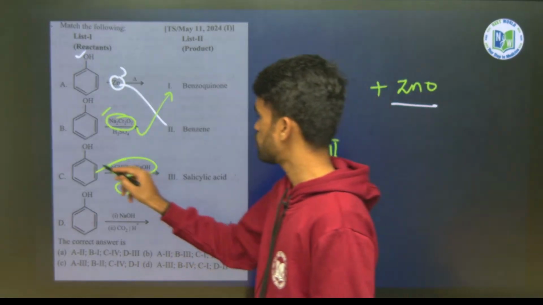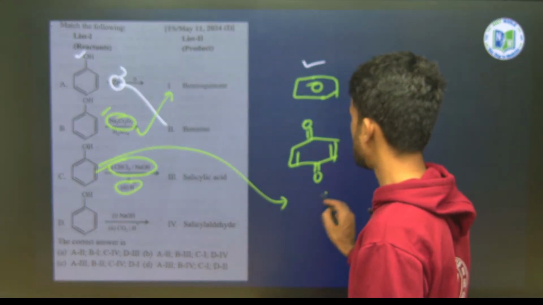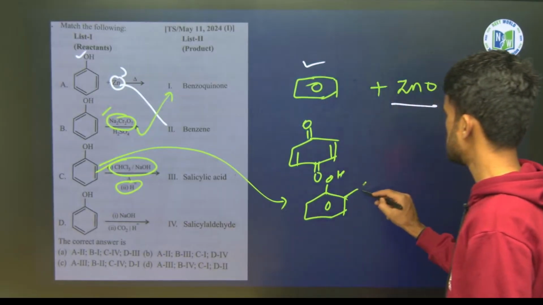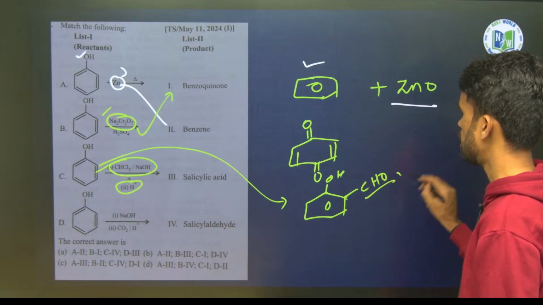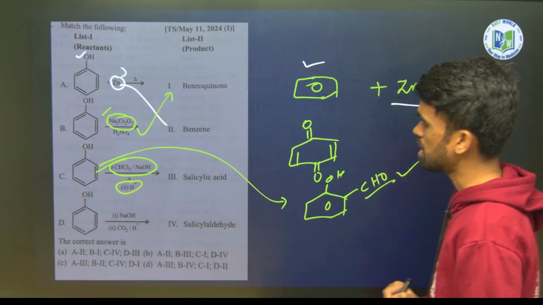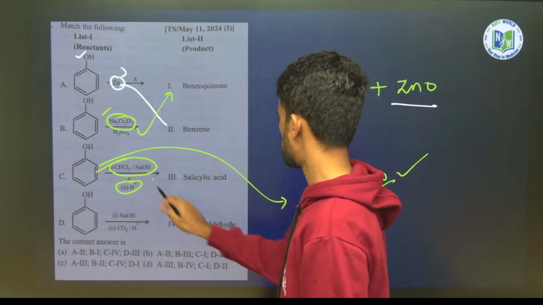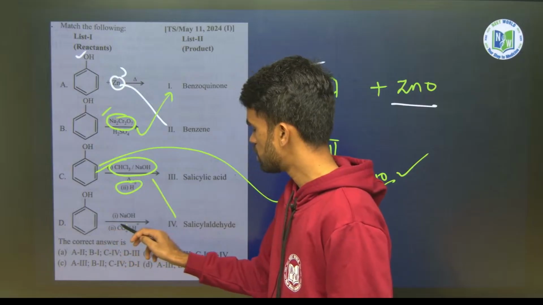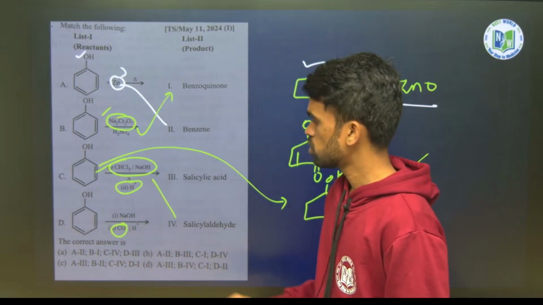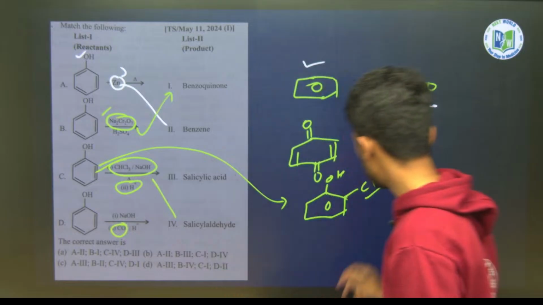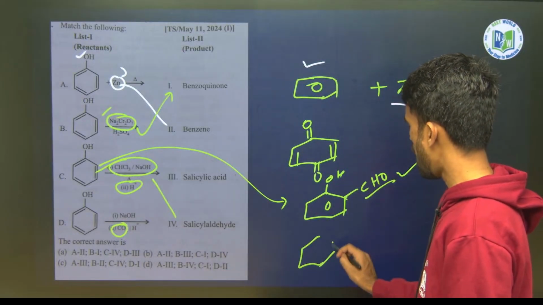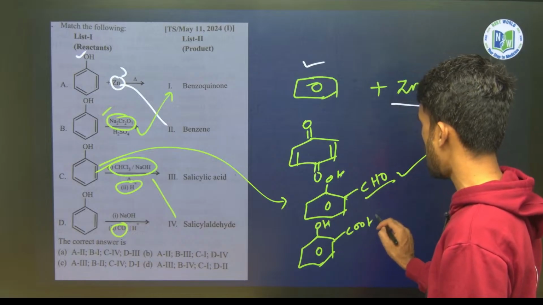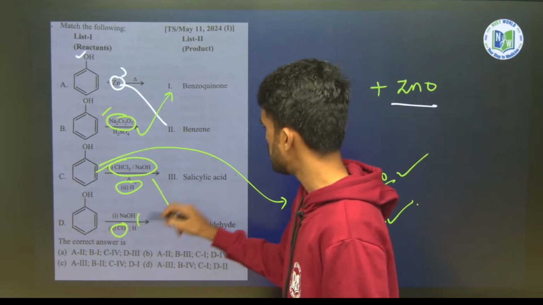So the product formed is salicylaldehyde, like this. You are going to get OH as it is, and just insert the CHO group, the aldehyde group. This is salicylaldehyde, so C is your 4. And what about D? You have phenol adding CO2 and H plus. Same like this, you keep the OH, and just put COOH here, that's it, salicylic acid it is. So D is your 3.